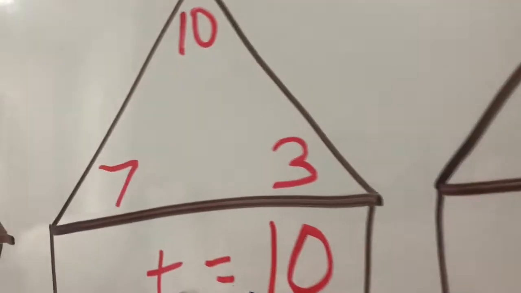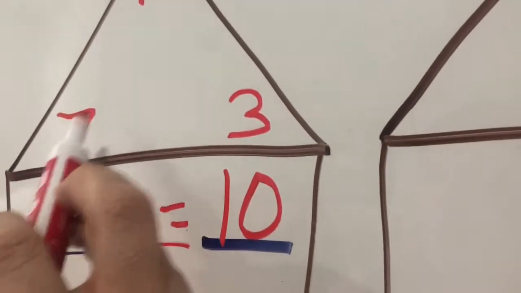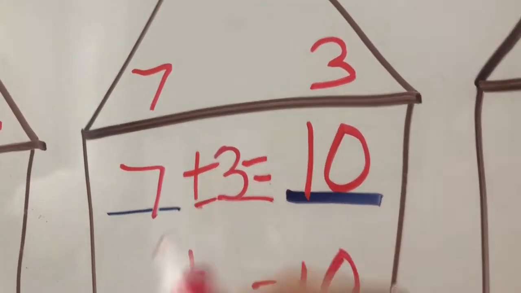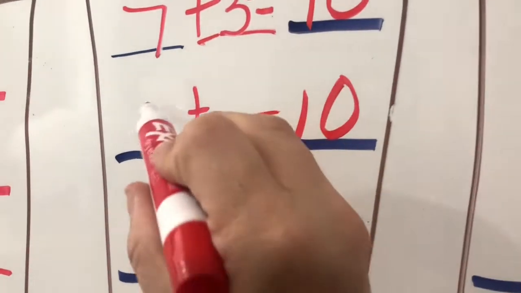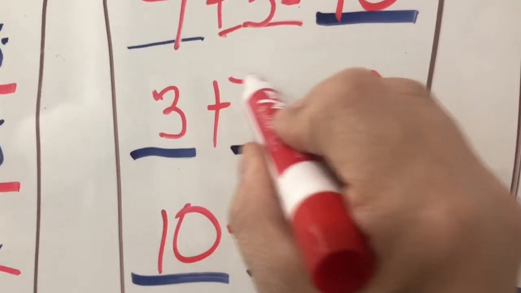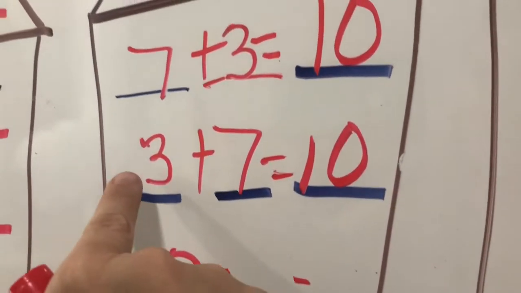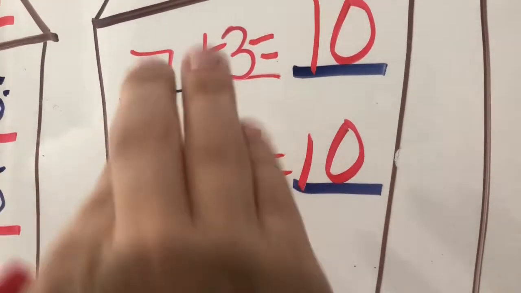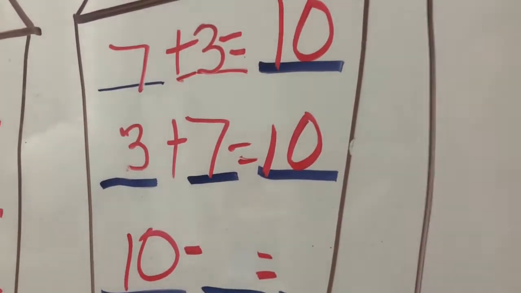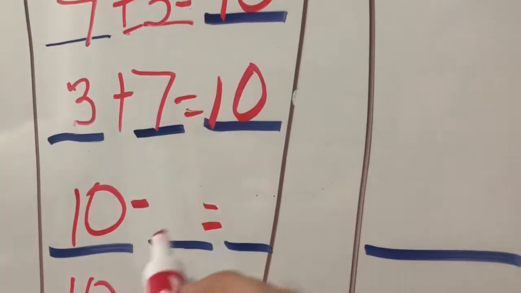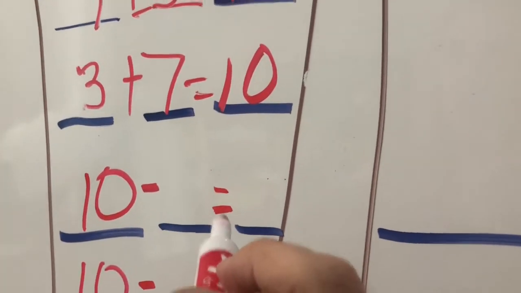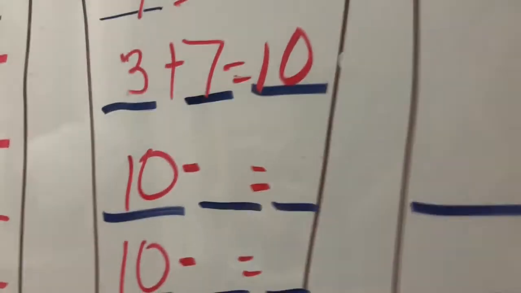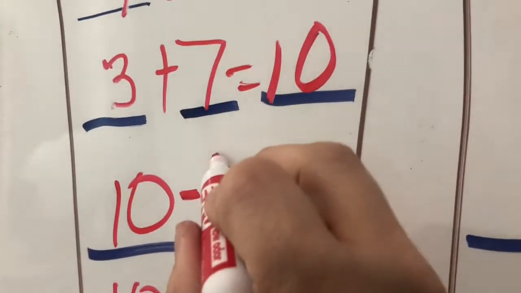Okay, so we know that 7 plus 3 equals 10. And we know that 3 plus 7 equals 10. I can't put a 7 here for my addition because I already used it in this spot. So I just flip-flop. Now, remember, does it matter which one we start with? No, I either use the 7 or the 3. So let's use the 3.